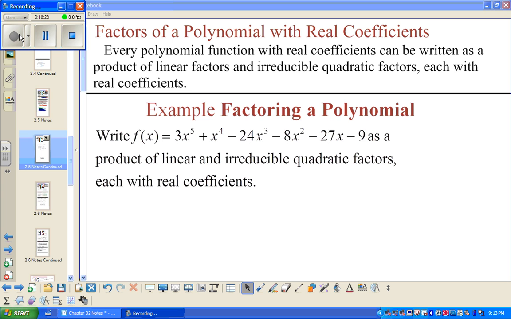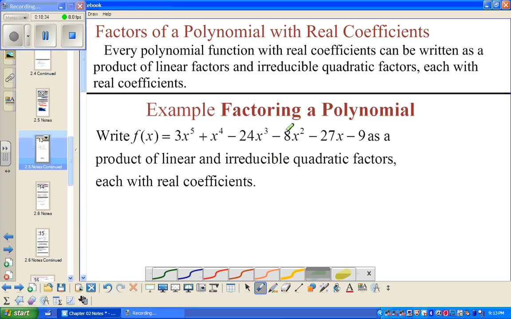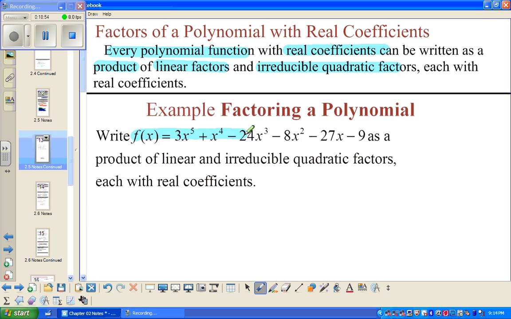The last note that you can take here is that every polynomial function with real coefficients can be written as a product of linear factors and irreducible quadratic factors, each with real coefficients. That's what we're going to go through an example of right now. You're going to use the function f of x equals 3x to the fifth plus x to the fourth minus 24x cubed minus 8x squared minus 27x minus 9. And we're going to rewrite that as a product of linear and irreducible quadratic factors.